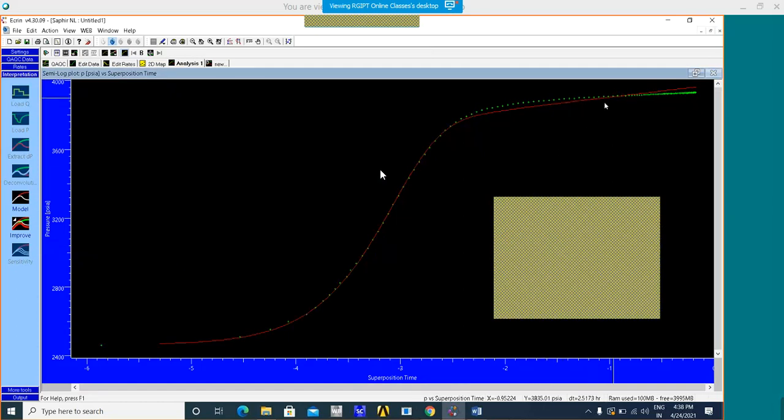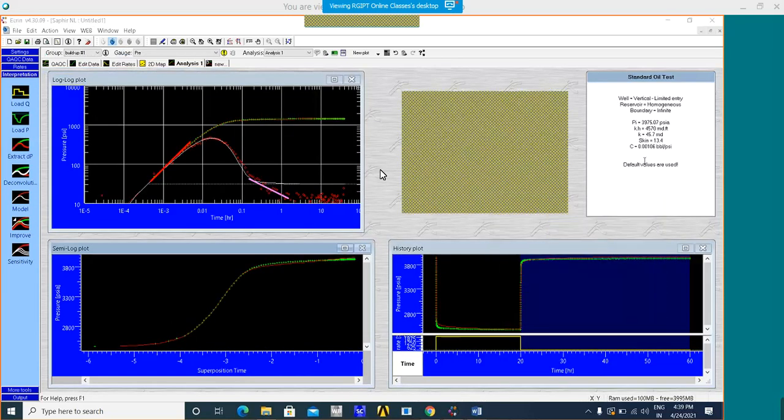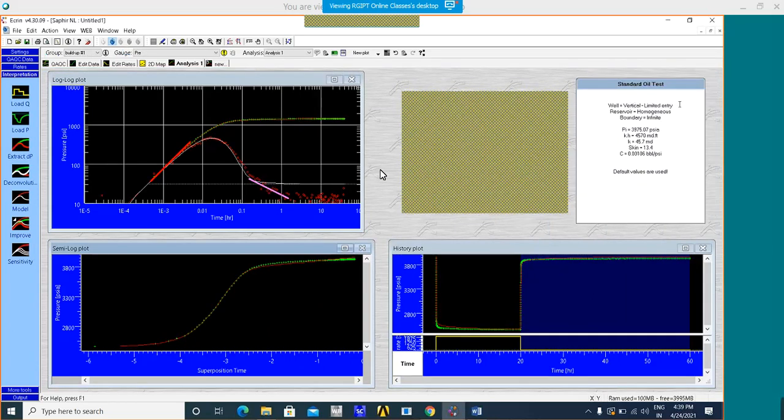The state of this match will actually lose further. Maybe in between here you are not getting a good match, and also here you are having a reasonable match, but that is not the good match. We should always try to have the best to best match, and for that we have taken the relevant model also. It has taken the vertical limited entry. You can see the data. Well is vertical limited entry, reservoir is homogeneous.